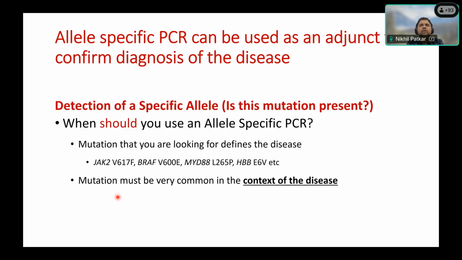So when should you use a technique such as allele specific PCR? You should use this technique when the mutation that you are looking for defines the disease. For example, JAK2 V617F in a patient with myeloproliferative neoplasm, or a BRAF V600E allele specific PCR for diagnosing hairy cell leukemia, or MYD88 L265P to diagnose the presence of lymphoplasmacytic lymphoma. But it must be remembered before you apply such tests that the mutation must be very common in the context of the disease.